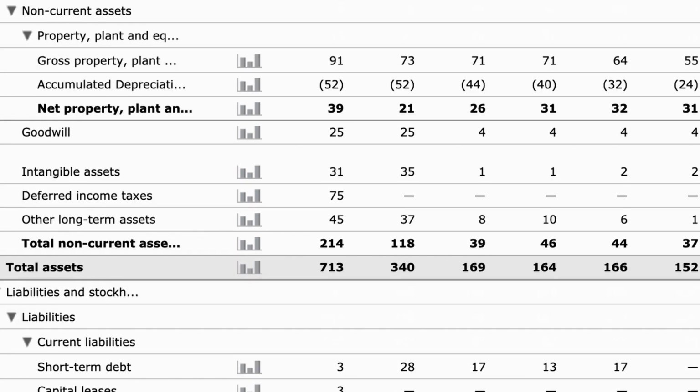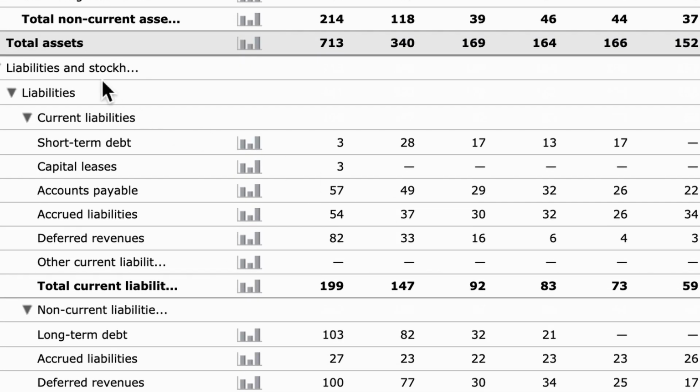Now we're getting into liabilities. And this is what the company owes out of the business. So current liabilities is what they have to pay out in the next 12 months. So short-term debt is debt that they have to pay out in the next 12 months.